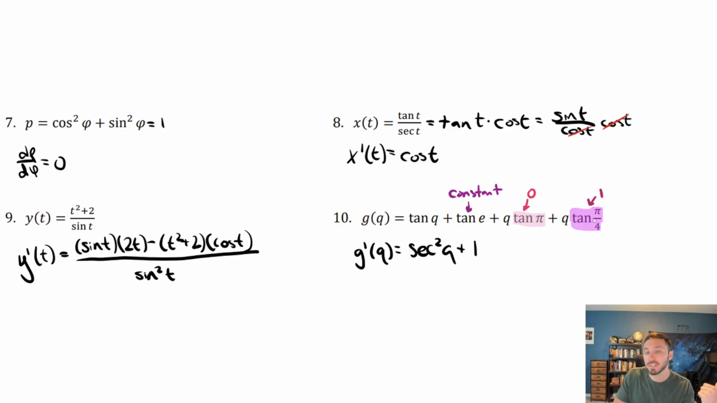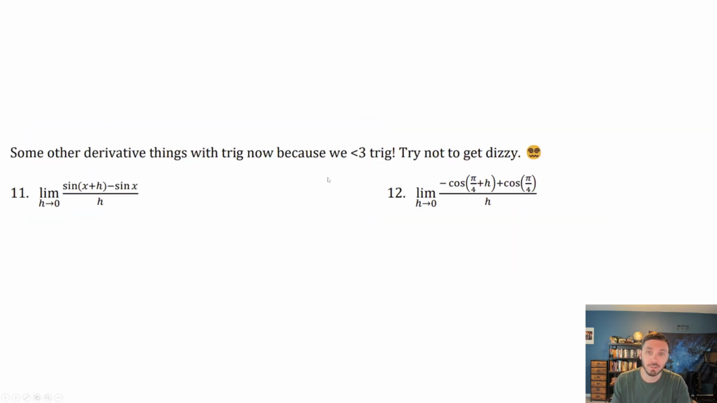And then tangent of pi over 4 is 1. So this is just q. The derivative of q with respect to q is 1. That's fine, and think about how that kind of makes sense. How does q change when q changes? The same way. So 1. Okay, is there any more? Yeah, so now let's just see some trig derivatives in context.